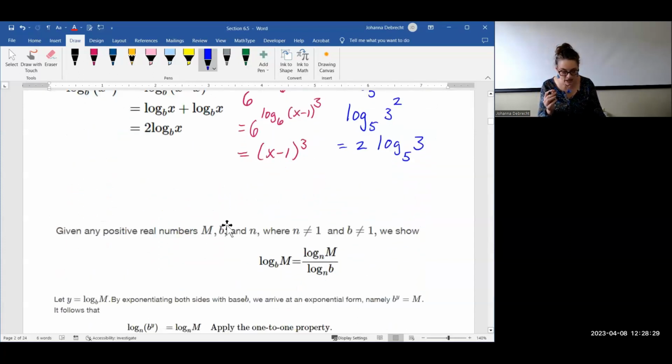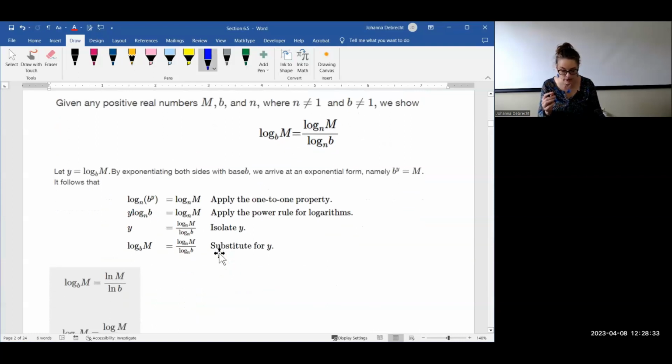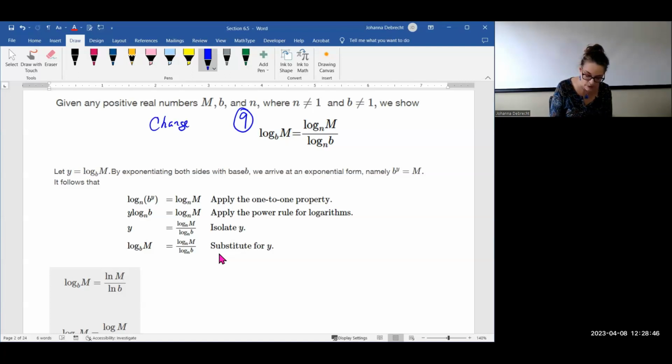So now let's take a look at the last property that we want to consider, and that's the change of base property. So when I'm looking at this one right here, this is called the change of base property. So let me write that down, change of base property.